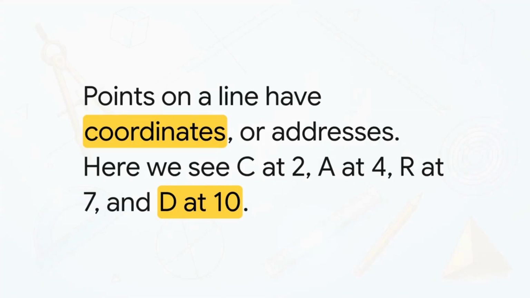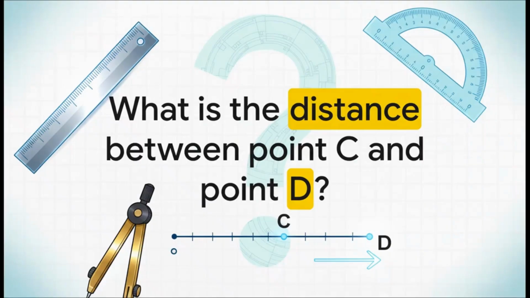Okay, check this out. We've got a line, and on it are a few points, each with its own little address, its coordinate. So C is at 2, A is at 4, R is at 7, and D is all the way over there at 10. Believe it or not, this simple layout is literally all we need to find the exact distance between any two of those points. So, let's put this new tool to work. Looking at this line, how would you figure out the exact distance from point C all the way over to point D? Go on, take a second to think about it.